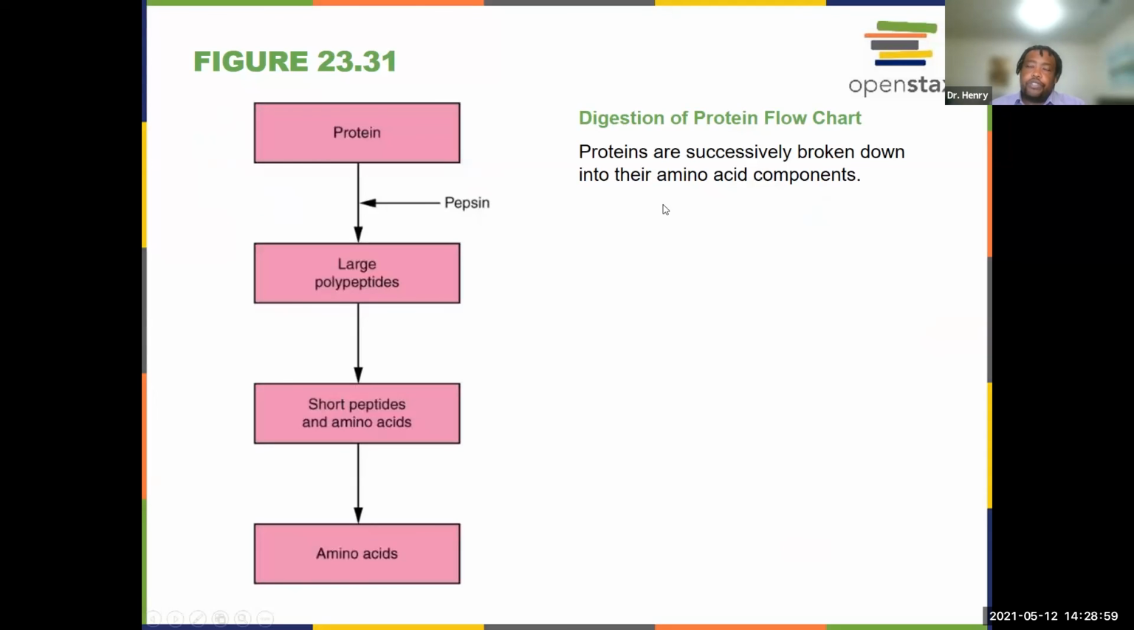Okay, so this is just the diagram of the breaking down of proteins. Proteins are broken down by pepsin. Pepsin breaks it down into these large polypeptides. These large polypeptides are being broken down by specific protein enzymes that are responsible for cutting down proteins into smaller components. So you're making the short peptides and amino acids, and then those are going to be broken down even further to amino acids.